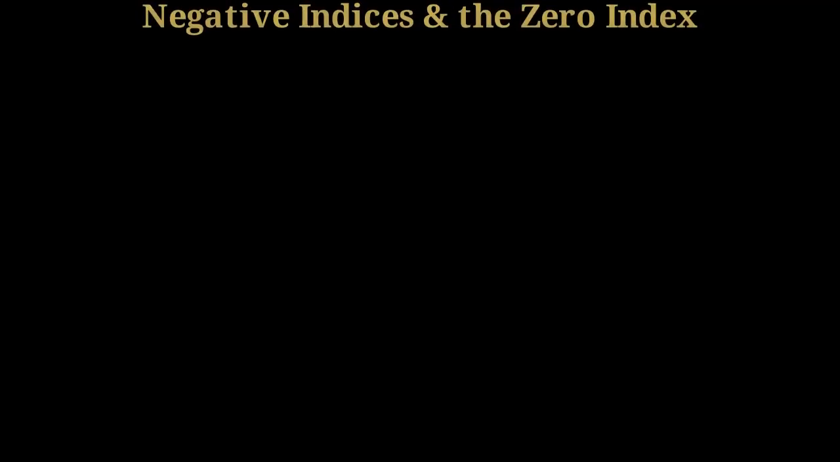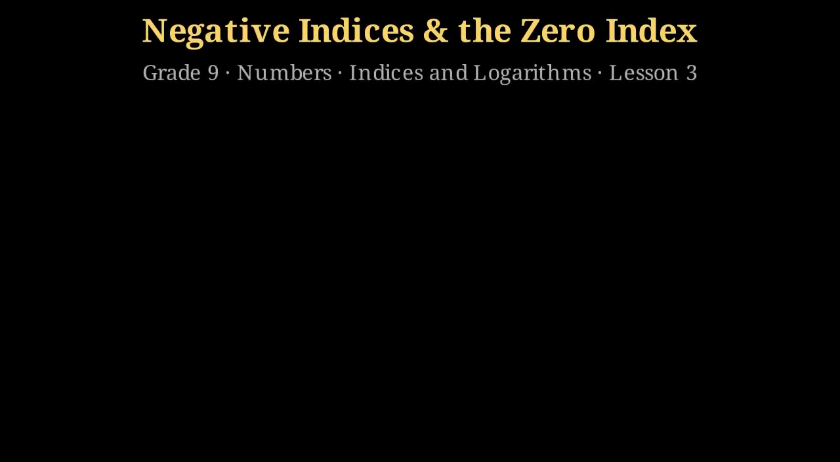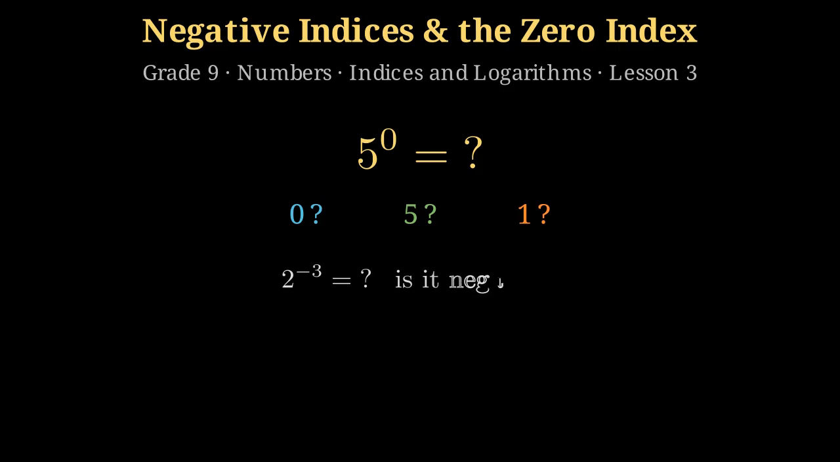Welcome back to Indices. Quick question to start, and be honest with yourself. What is 5 to the power 0? Is it 0, 5 multiplied no times at all, is it 5, or is it 1? And one more, 2 to the power -3. Does that negative sign make the answer a negative number?